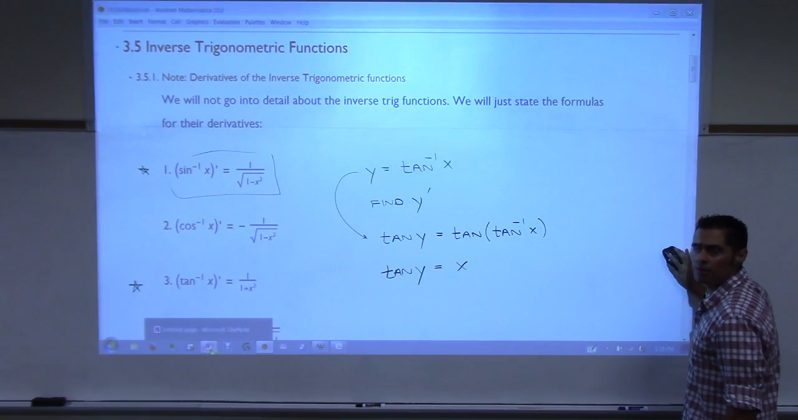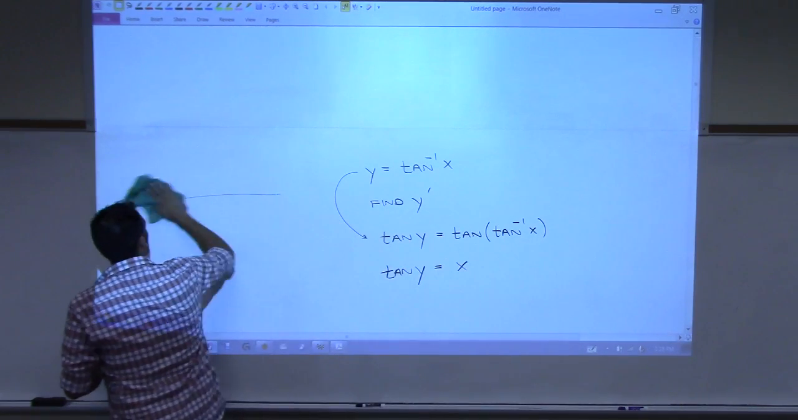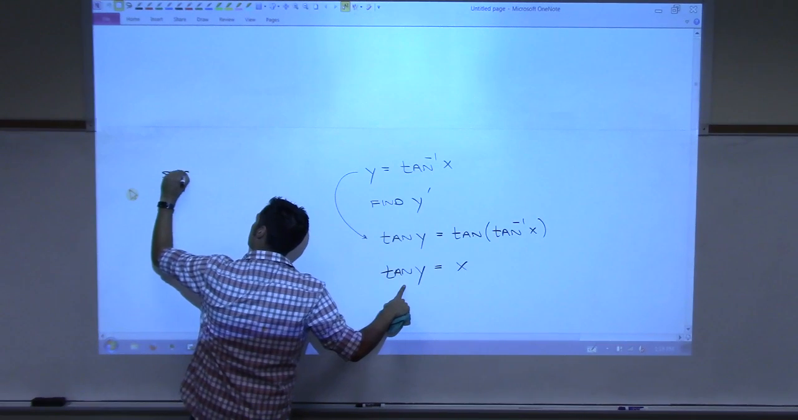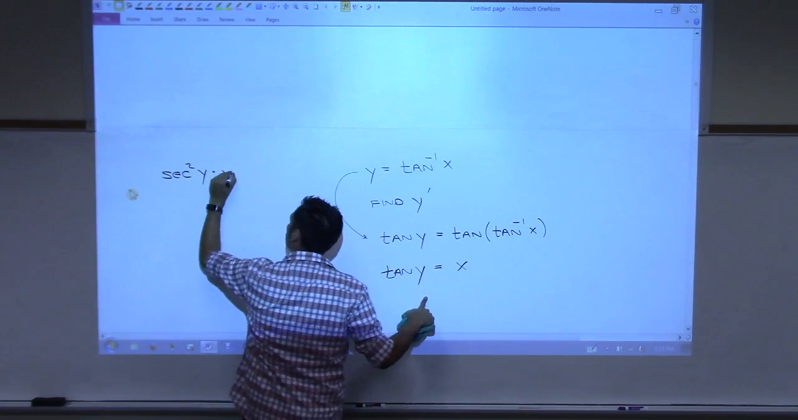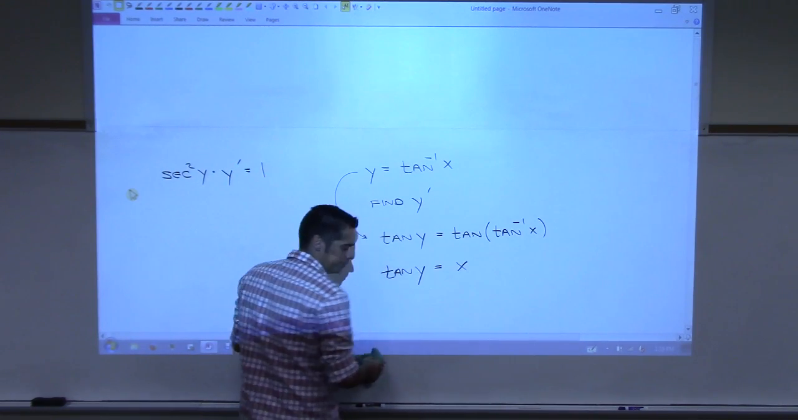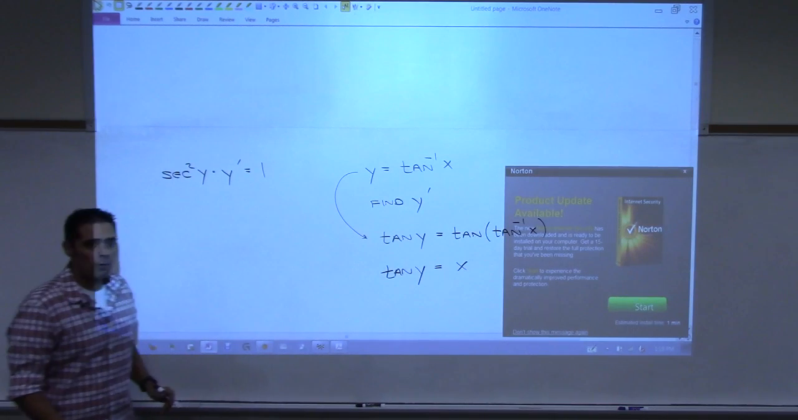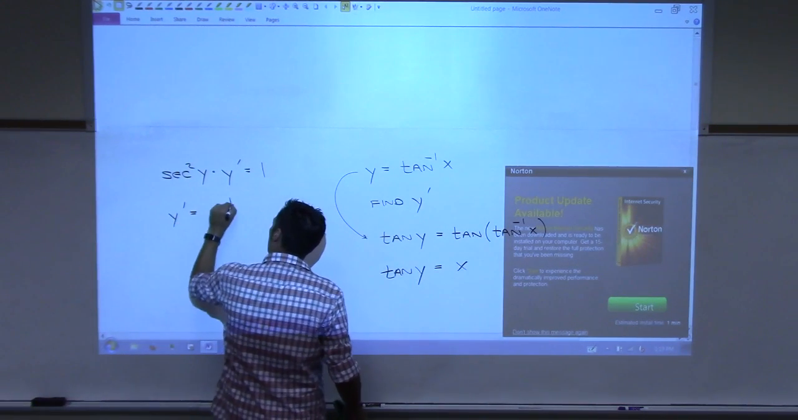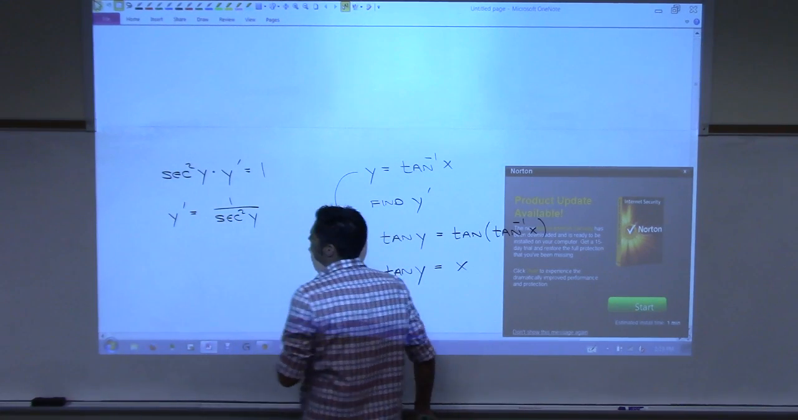Square dy dx. Secant squared y is the derivative of tangent y. Secant squared y times y prime equals 1. Solve for y prime: 1 over secant squared y.